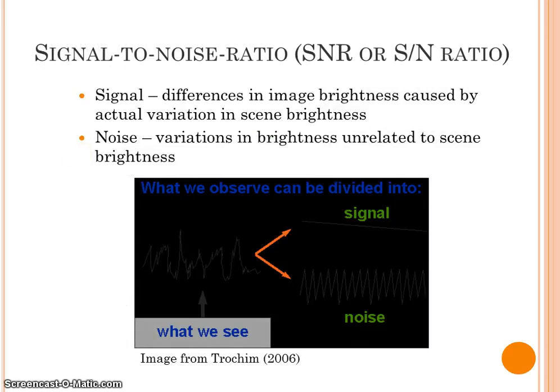You may have heard of the concept of signal-to-noise ratio, often written as SNR or S divided by N ratio, as the measure of signal strength to the background noise. In sound communications, the SNR is generally measured in decibels. In remote sensing, we talk about the signal as the differences in image brightness caused by actual variations in scene brightness, and the noise as variations in brightness unrelated to scene brightness, for example, due to system performance or as a contribution from a sensor.